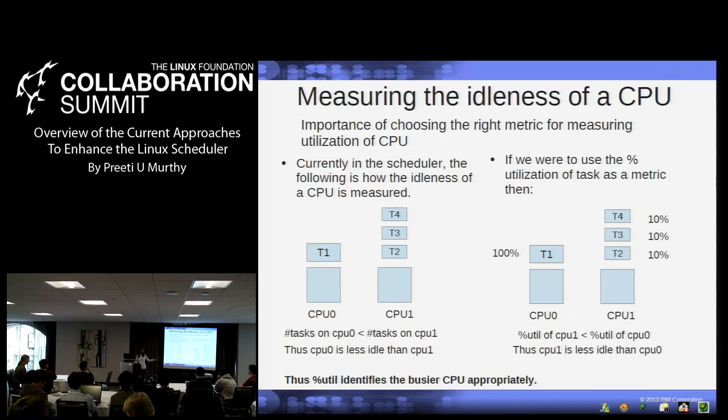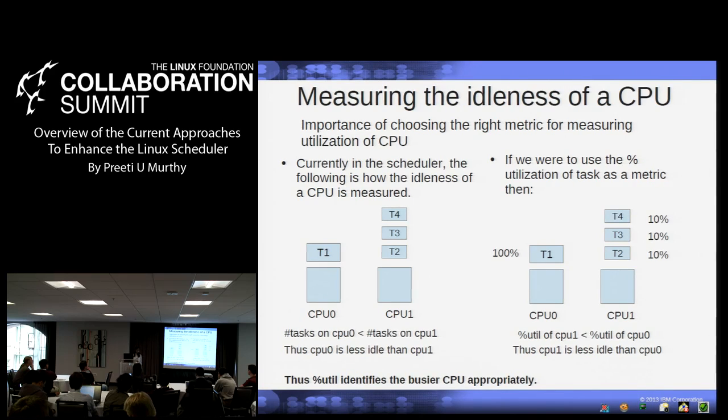This is what happens in the power aware scheduler. It can easily understand that CPU 1 is a group leader and it can move the task from CPU 0 to CPU 1. This would not have happened were we to use the NR running metric.